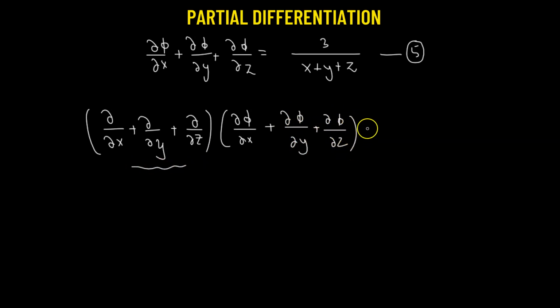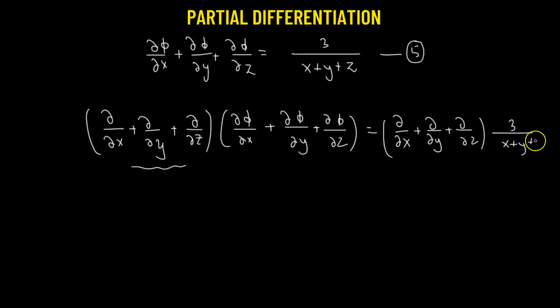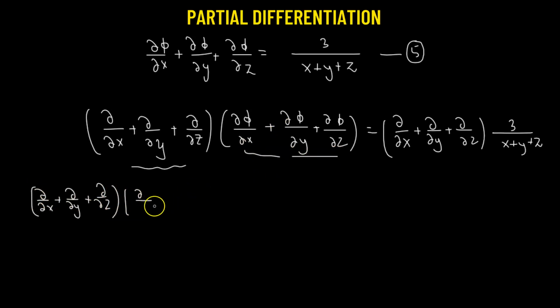So we'll apply this partial derivative to the right hand side as well. So we have partial with respect to x plus partial with respect to y plus partial with respect to z of 3 divided by x plus y plus z. So this actually means partial with respect to x plus partial with respect to y plus partial with respect to z is operated on this function. So here we can also rewrite this as partial with respect to x plus partial with respect to y plus partial with respect to z operating on the function phi.